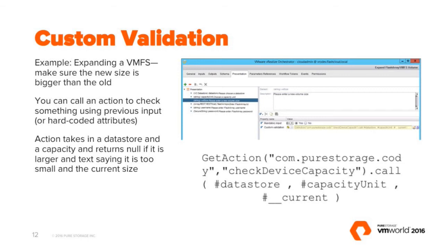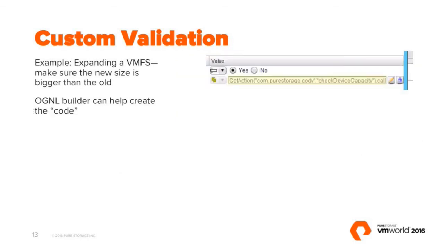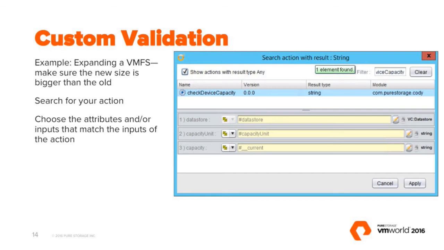And so you can build this syntax, but there's also a way of actually automatically building it. So if you click this little puzzle icon in here, it'll help you choose the action, and then it'll say, hey, what inputs do you want to send to this? These are 3 inputs this action requires. Which one of the inputs of this actual workflow do you want to send into that action? So it makes it really easy and you don't have to understand the OGNL syntax.